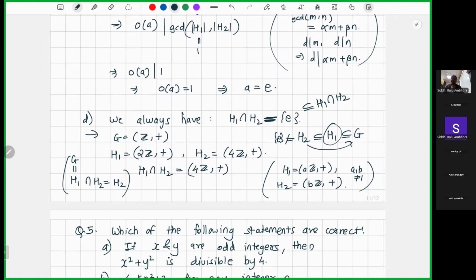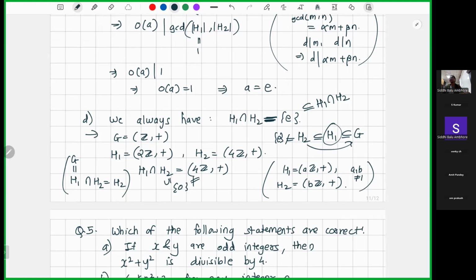This is not true. It could have many more elements than the identity element. Identity element will always be there. Take any two subgroups of a group. Their intersection will always have the identity element, but that intersection need not be equal to the identity entirely. For example, this definitely contains 0, the identity of Z under addition, but it is not entirely equal to what the intersection exactly is.